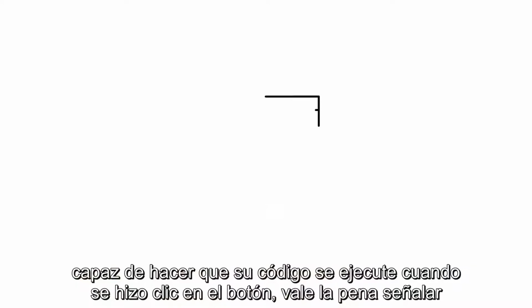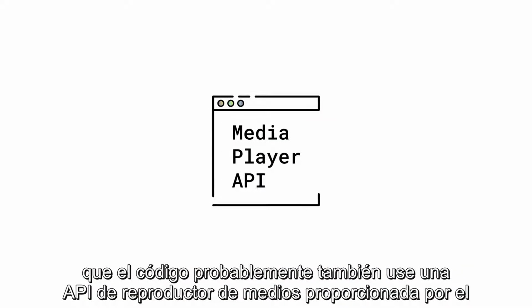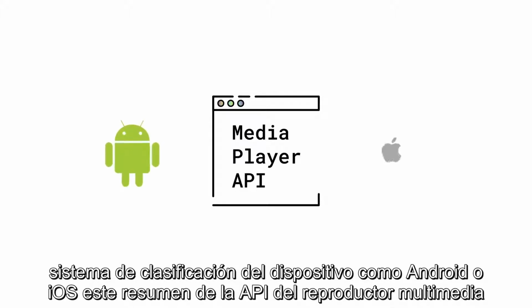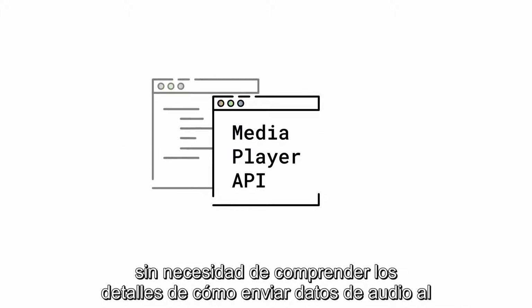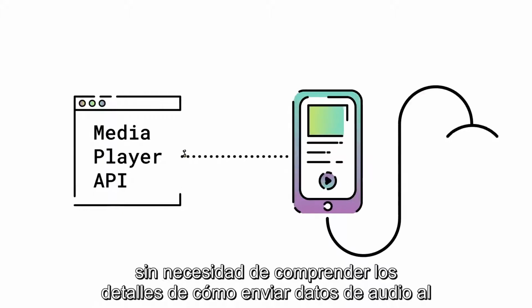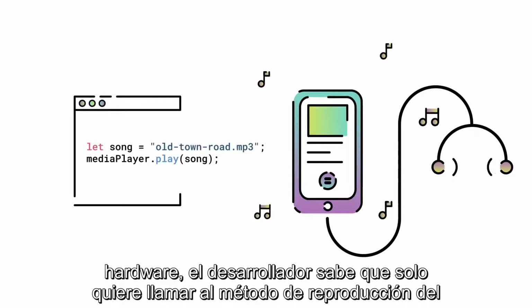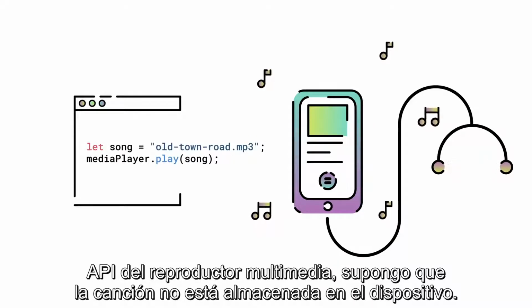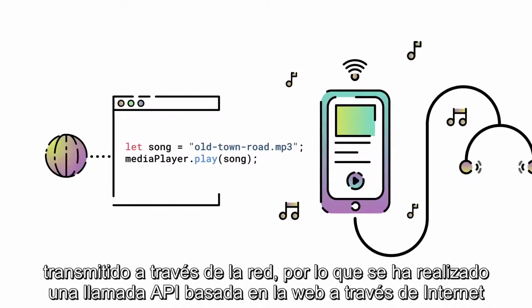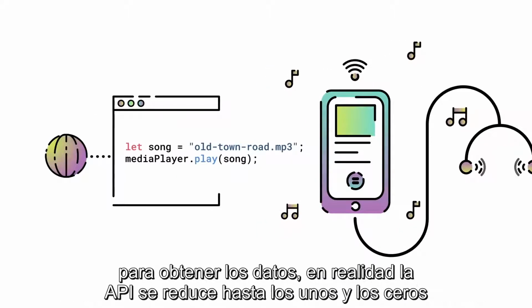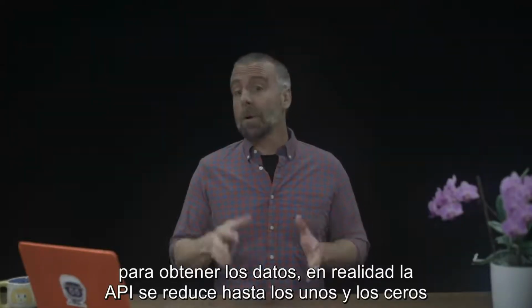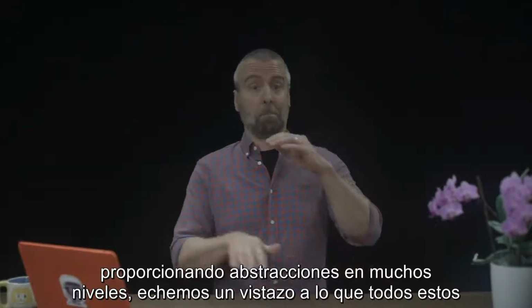It's worth noting that the code probably also uses a media player API that's provided by the operating system of the device, like Android or iOS. This media player API abstracts away needing to understand the details of how to send audio data to the hardware. The developer knows that they just want to call the play method of the media player API. And I suppose, too, the song isn't stored on the device. It's being streamed over the network, so a web-based API call has been made over the internet to get the data. It's actually APIs all the way down to the ones and zeros, providing abstractions at many levels.